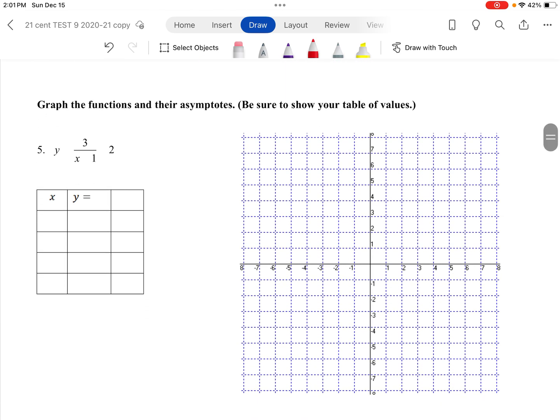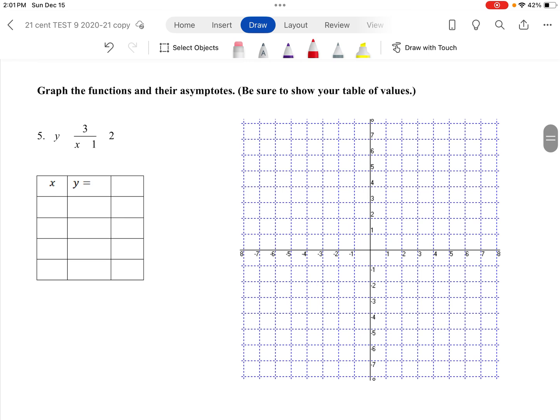Number 5, graph the functions and their asymptotes. So it looks like x minus 1 is in the denominator. So this is going to shift. H is 1, right 1. K is negative 2, down 2. So I'm going to take my origin and move right 1, down 2. I'm going to make my new origin.